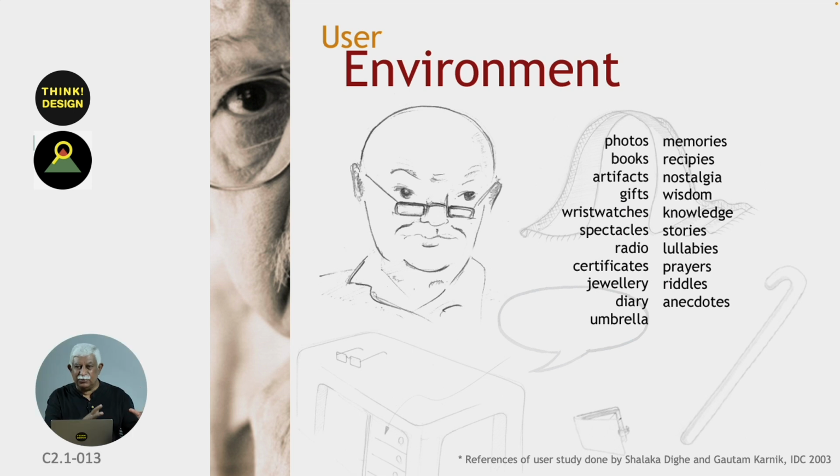They also looked at the user environment. There are some tangible things and intangible things. Tangible ones are photos, books, artifacts, gifts, wristwatches, spectacles, radios, certificates, jewelry, diary, umbrella. These are all dear to the elderly. So are memories, recipes, nostalgia, wisdom, knowledge, stories, lullabies, prayers, riddles and anecdotes. That's why they get along so well with their grandchildren.